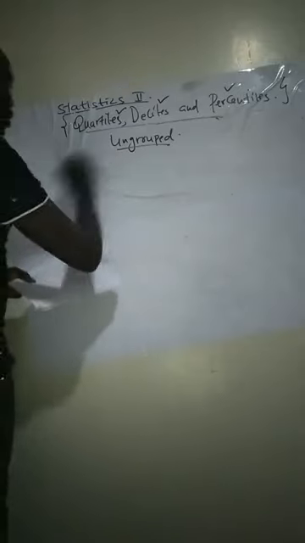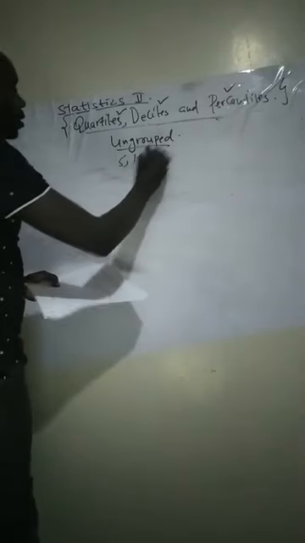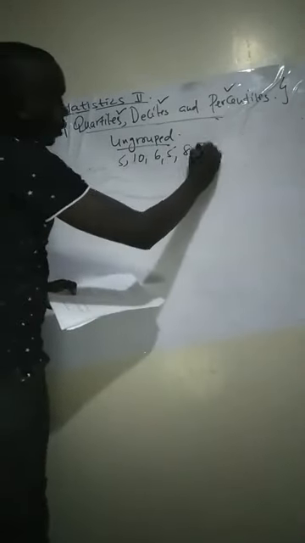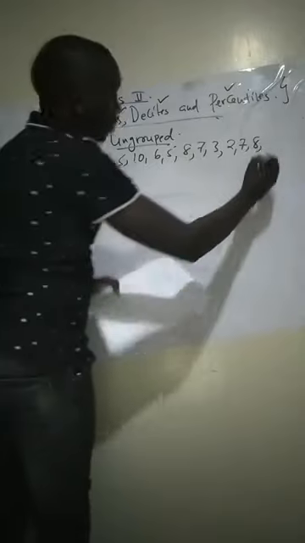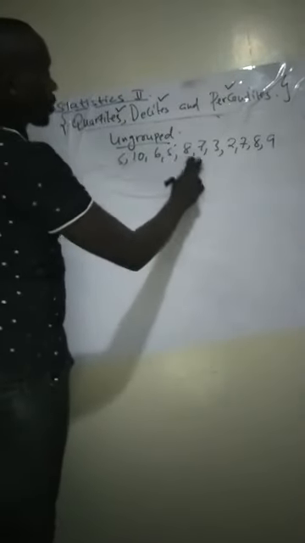So for ungrouped data, let me pick these values. I have 5, 10, 6, 5, 8, 7, 3, 2, 7, 8, and 9. They should be 11, correct? 1, 2, 3, 4, 5, 6, 7, 8, 9, 10, 11.